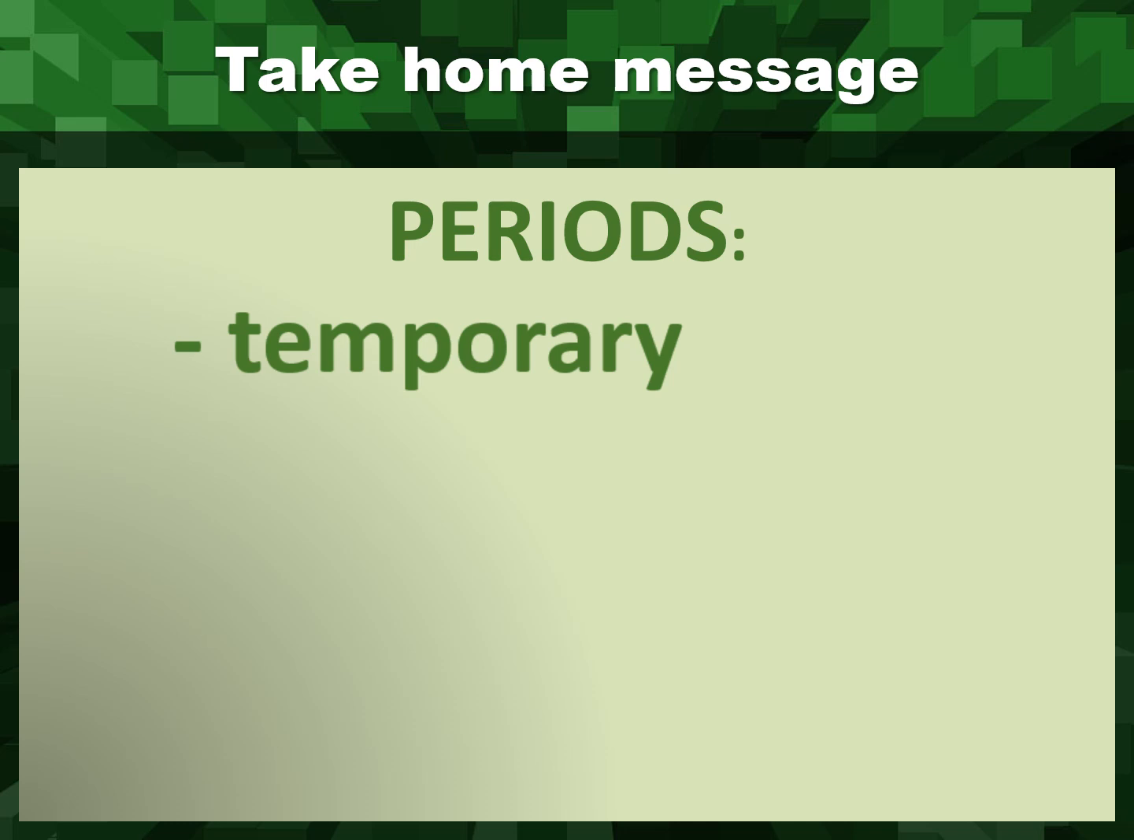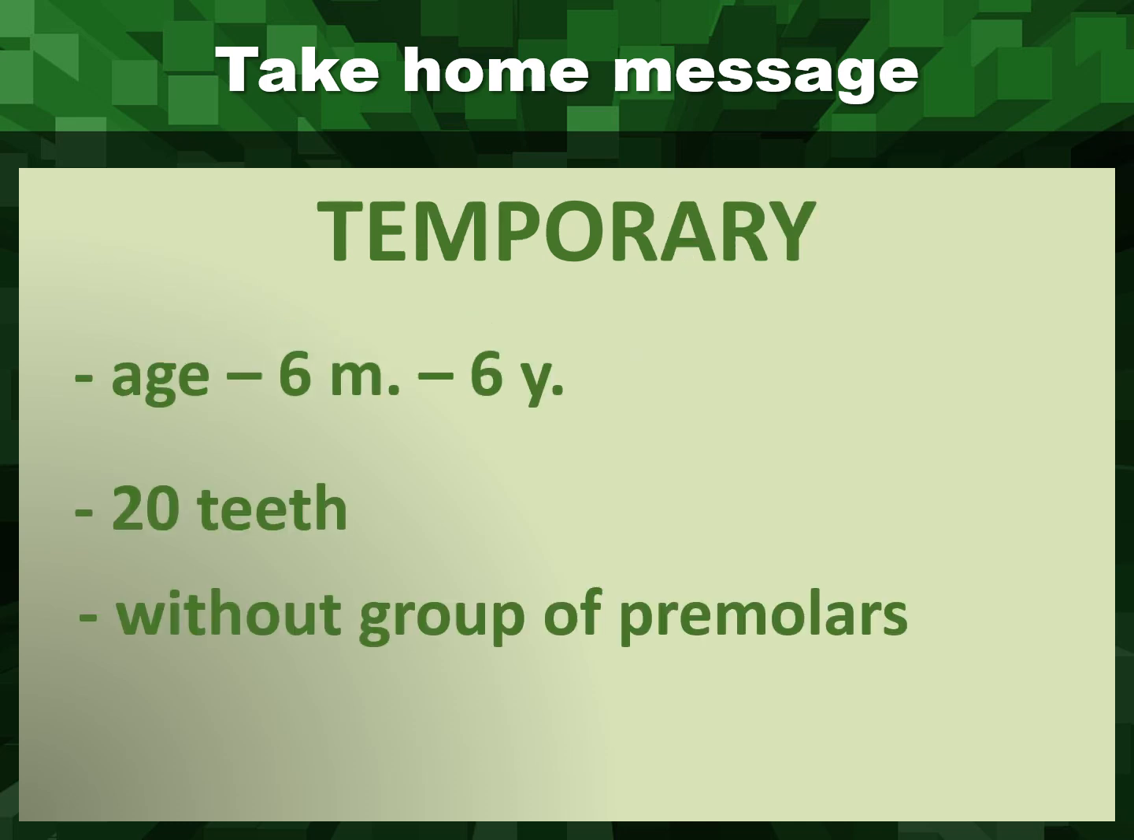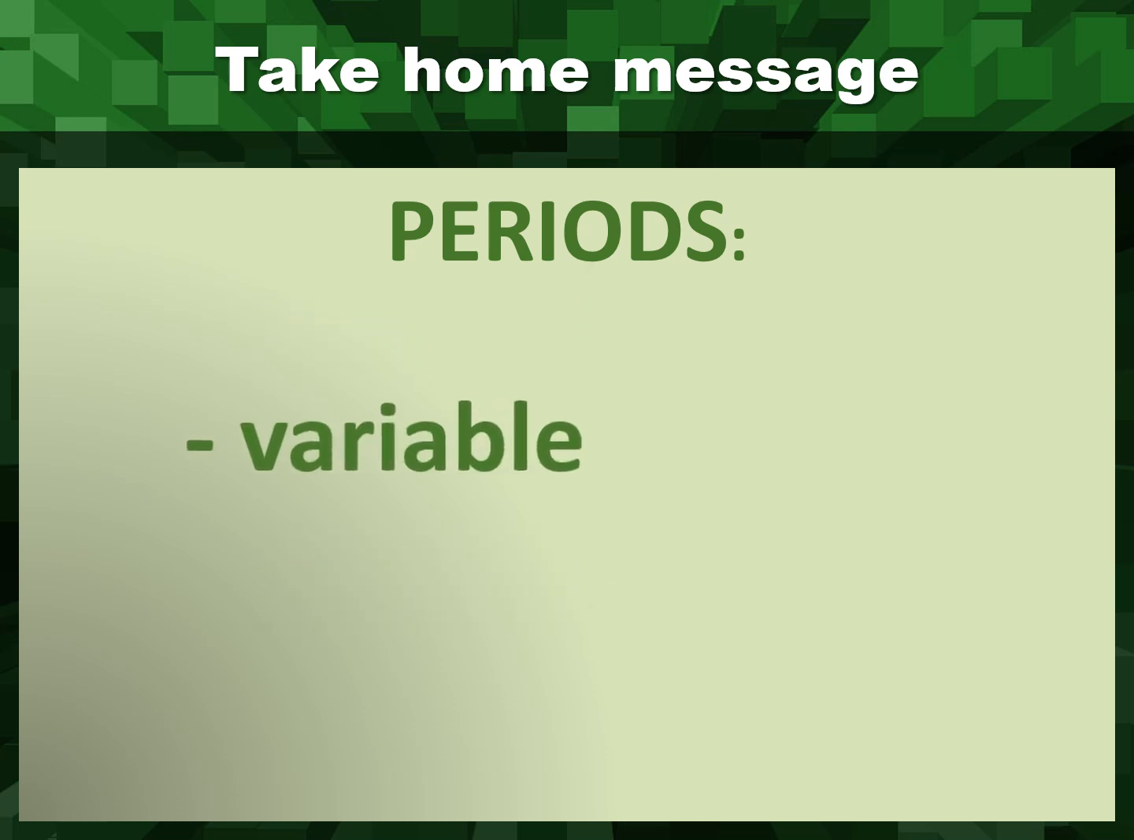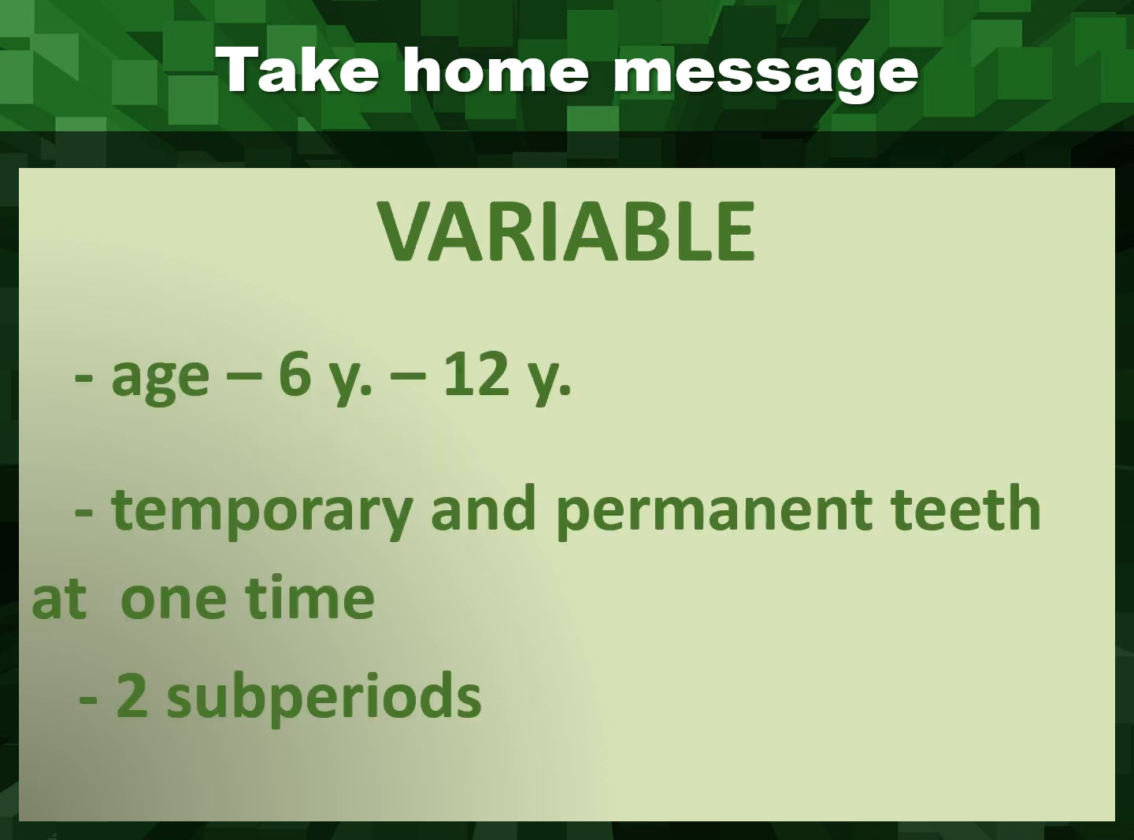And let's summarize, doctors. Take home message. What periods? Temporary bite period, age 6 months to 6 years, 20 teeth and without the group of premolars. Variable bite period, age 6 years old to 12 years old, in the oral cavity temporary and permanent teeth are present at one time. Variable bite period divides into two subperiods.